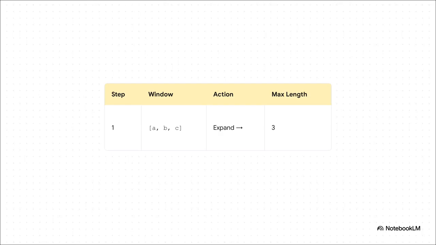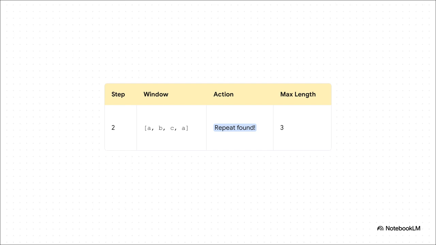Okay, so we'll start with an empty window and just start expanding to the right. First, we add A. Cool. Then B. Still good. Then C. Awesome. All unique characters. Right now, our window is ABC, and its length is 3. That's our new max length so far. So we try to expand again. We pull in the next character, and it's another A.